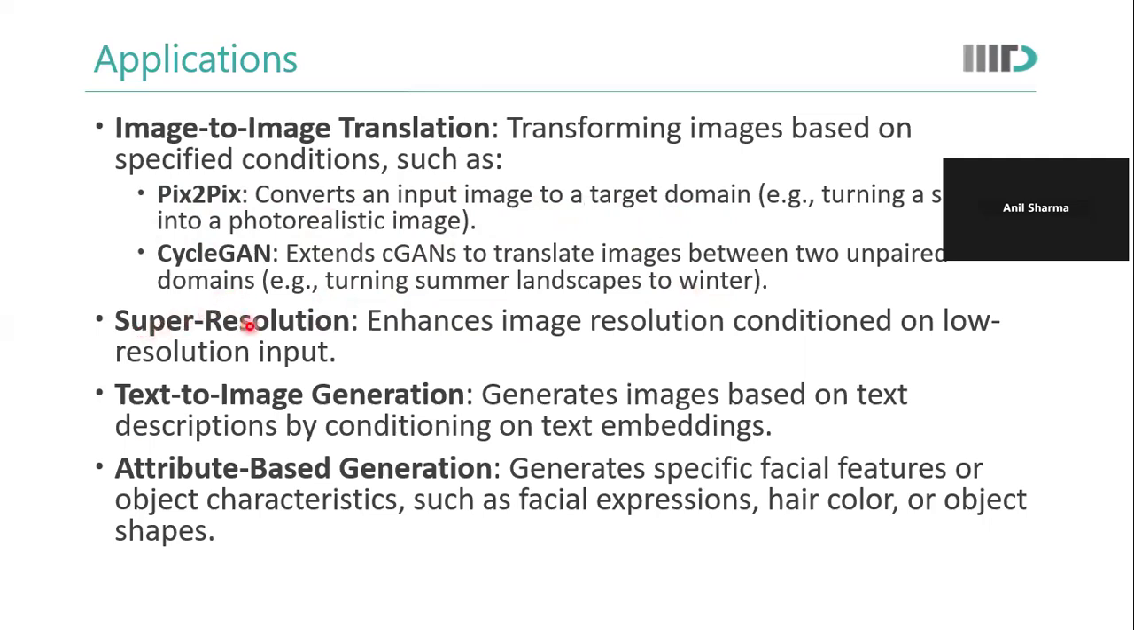Another important application is super resolution, where we transform images from lower resolution to higher resolution. This is a very important application in, let's say, the media industry. Text to image generation: for example, generate images based on a text description by conditioning on the text embeddings.